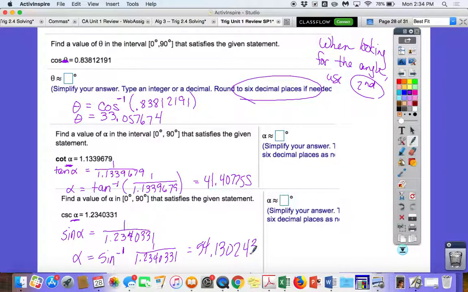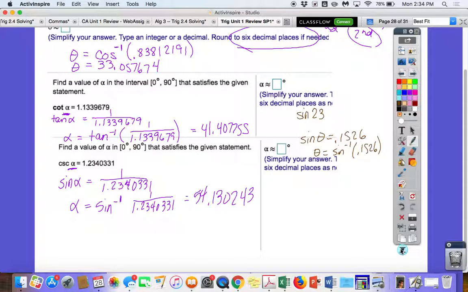So the main thing is, when I give you something like sine of 23, you just type it in and it gives you the decimal. If I ask you for sine of theta equals 0.1526, you have to hit second sine. This ends up being inverse sine of that. Okay? It gets more complicated whenever you have the reciprocal functions.